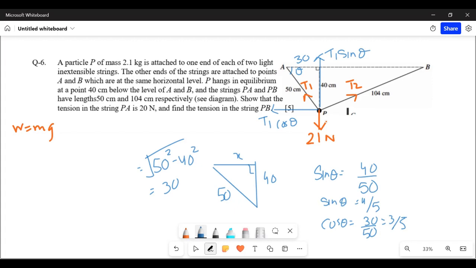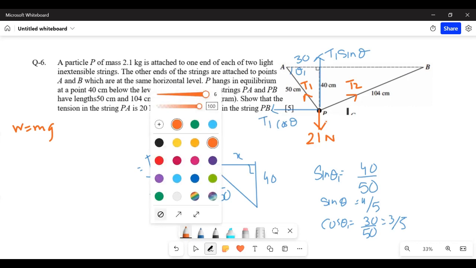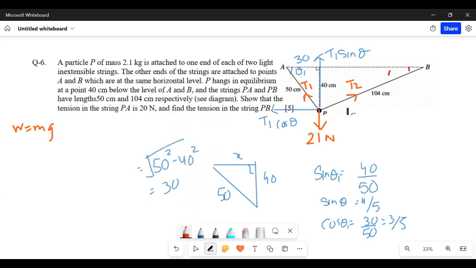Okay. Now let's talk about theta 2, or the other angle. Let's call this one theta 1, so all these angles are theta 1. Now let's find theta 2. So it's theta 2 over here. Again, for theta 2, we know the sine of theta 2 is opposite over hypotenuse. So 40 over 104, which simplifies to 5 over 13. So I'm writing 5 over 13 here.